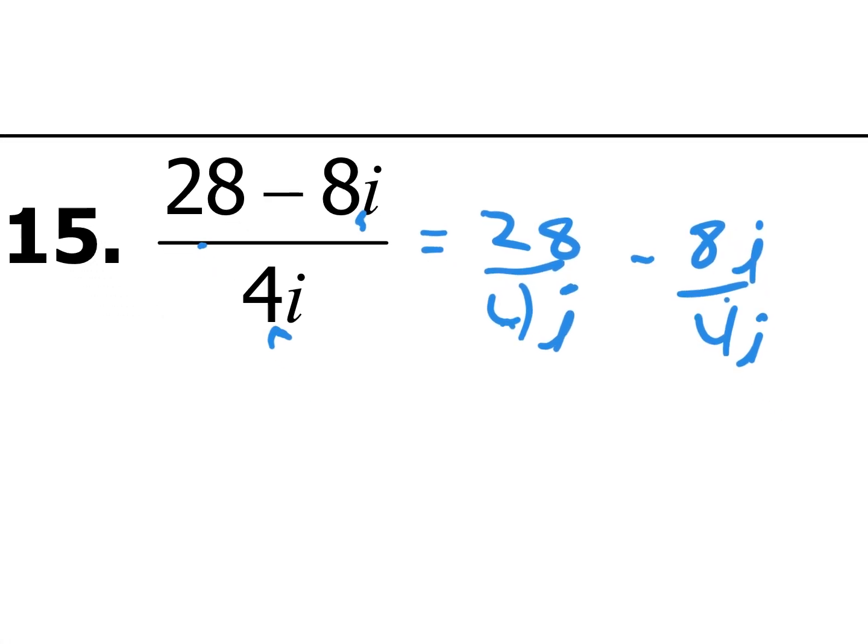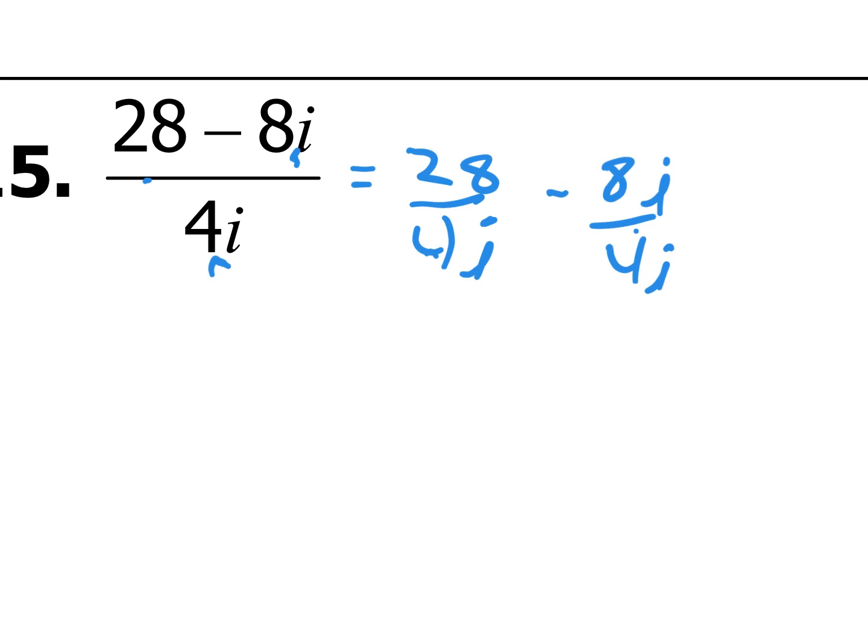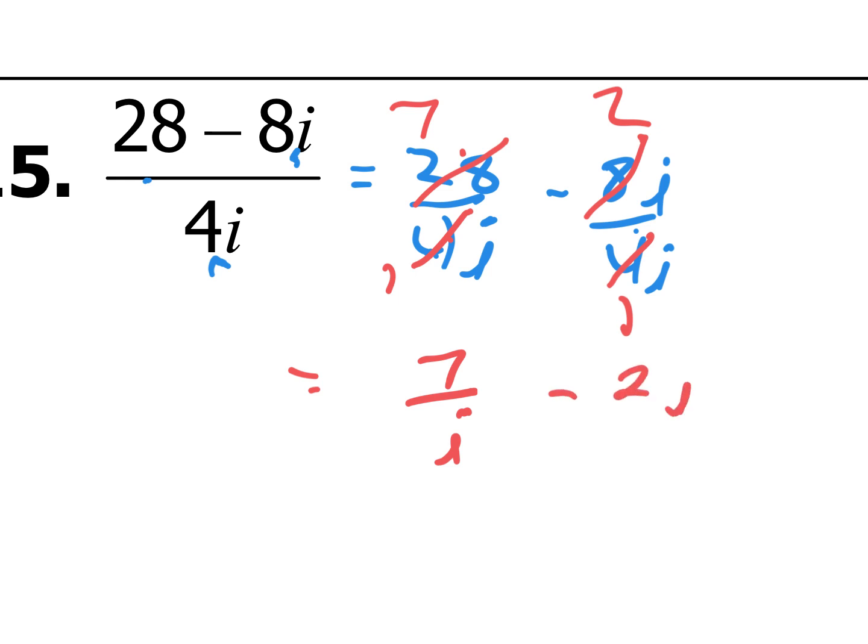I mean, it helps me with one thing for sure. I see that I could take, how many 4s go into 28? 7. How many 4s go into 4? 1. How many 4s go into 8? 2. So let me rewrite what I have. Equals 7 over i minus 2i over i.